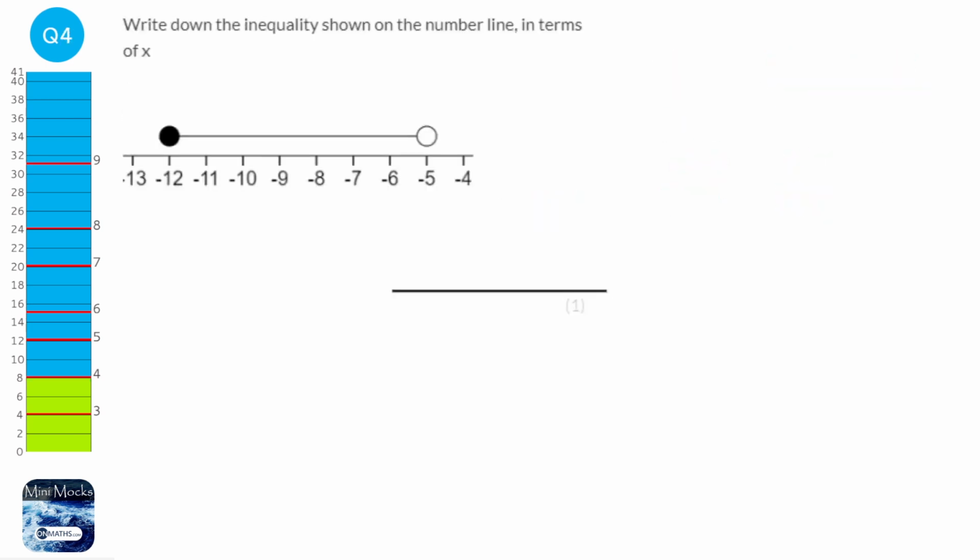We're going to start off by writing the numbers that the dots are at. So we've got -12 and we've got -5, and x is anywhere between those. Now it's obviously going to be greater than -12 and it's going to be less than -5, but it can equal -12, and the reason for that is it's a filled in dot, but it can't equal -5 because that is a hollow dot.